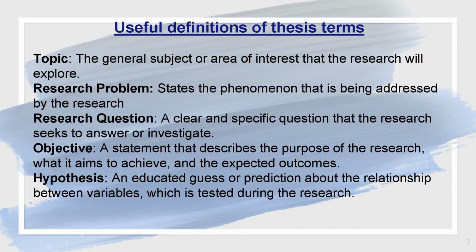Some useful definitions of thesis terms to remember. Topic: the general subject or area of interest that the research will explore. Research problem: states the phenomenon that is being addressed by the research. Research question: a clear and specific question or questions that the research seeks to answer or investigate. Objective: a statement or statements that describe the purpose of the research, what it aims to achieve, and the expected outcomes. And hypothesis: an educated guess or prediction about the relationship between variables, which is tested during the research.